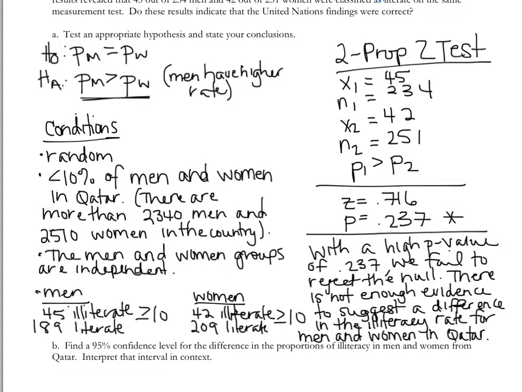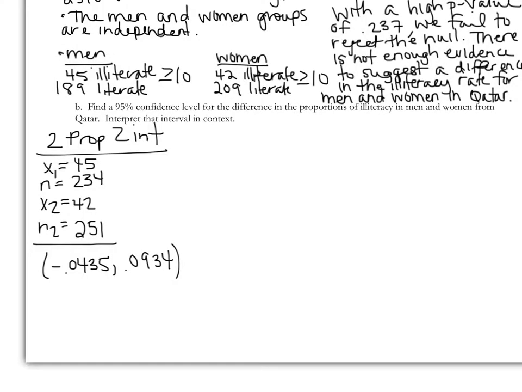So Part B asks us to find a 95% confidence interval for the difference in the proportions. Interpret the interval in context. Based on my hypothesis test, I know that I should get results where 0 falls in that interval. Go ahead and run that interval on your calculator. Running that interval, we see that we get negative 0.0435 to 0.0934.